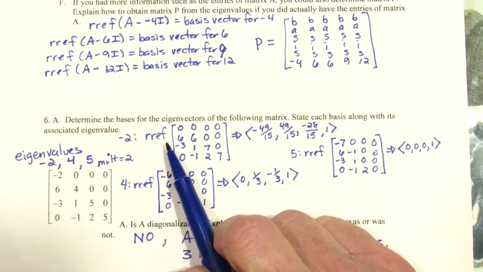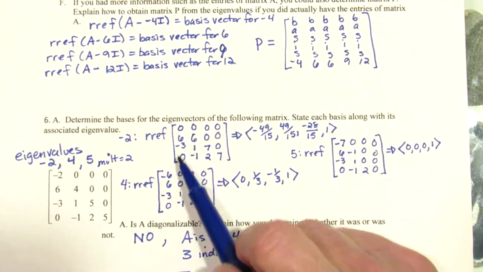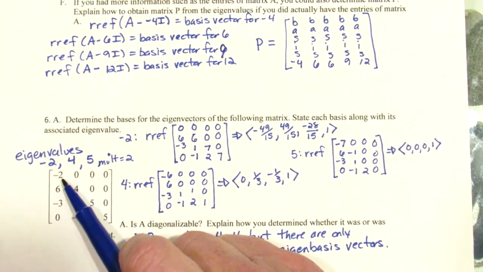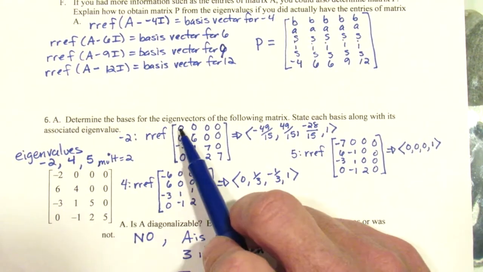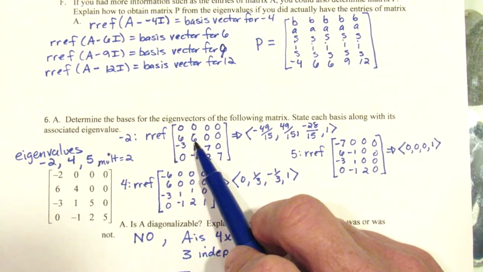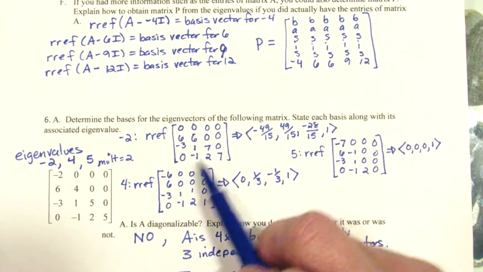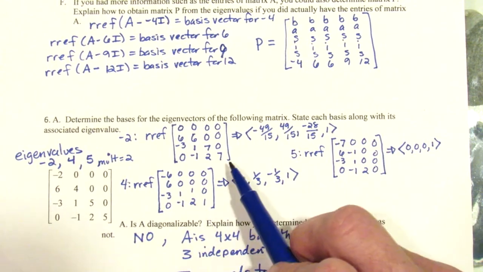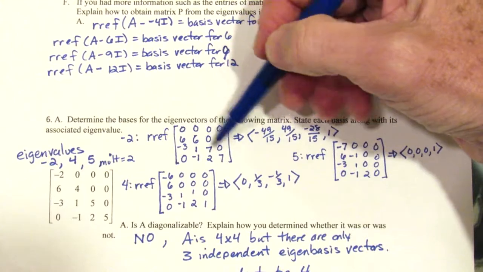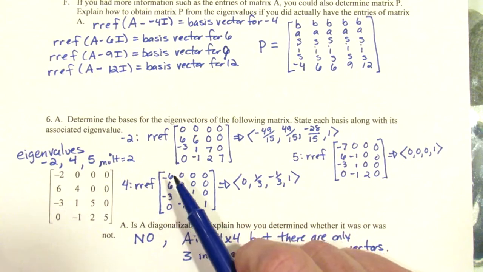If I RREF for -2, this is the matrix that I'm row reducing. Notice that I took -2 minus -2, gave me a 0. 4 minus -2 gave me a 6. 5 minus -2 gave me a 7, and 5 minus -2 gave me a 7. And then all of the other values stay the same.